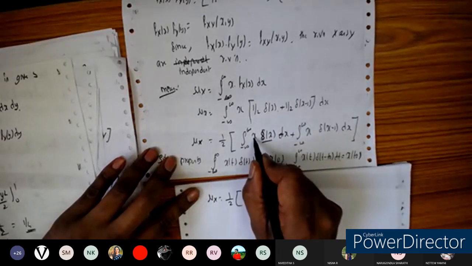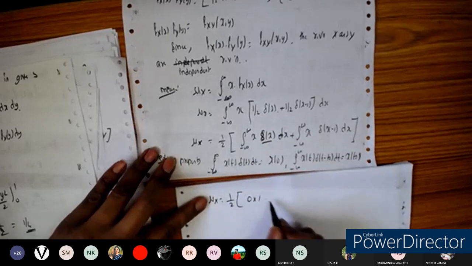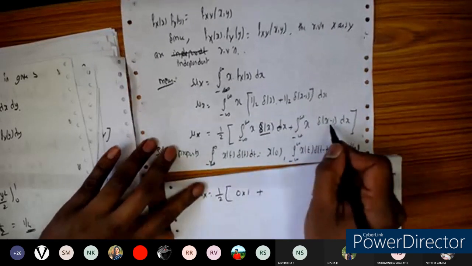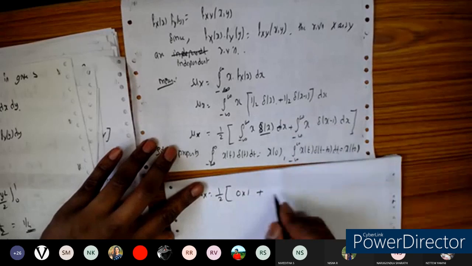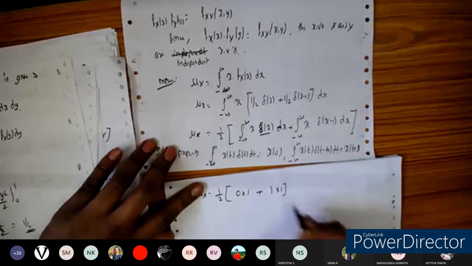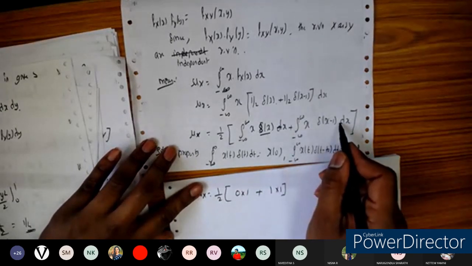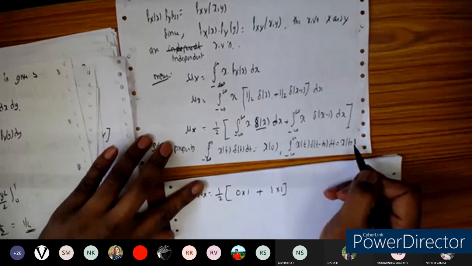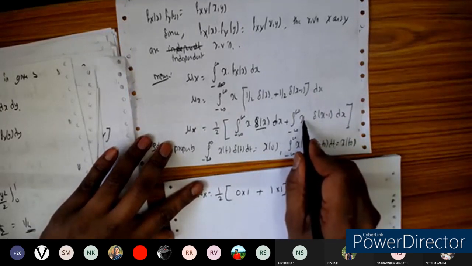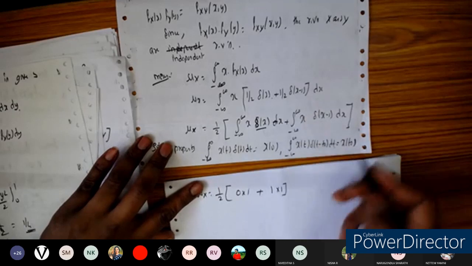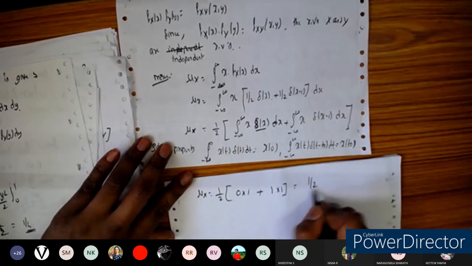I'm substituting the value of x: x equal to 0 multiplied by 1, plus the term where delta is 1 at x equal to 1. So 1 multiplied by 1 we get here as per the time shifting property. This is x of t naught, where t naught is 1 here. So this will become 1 by 2.